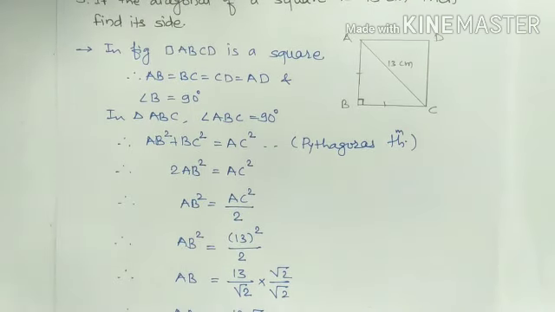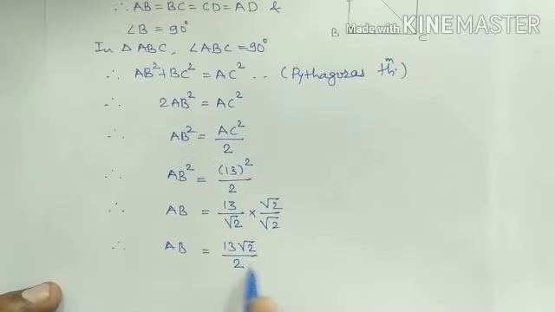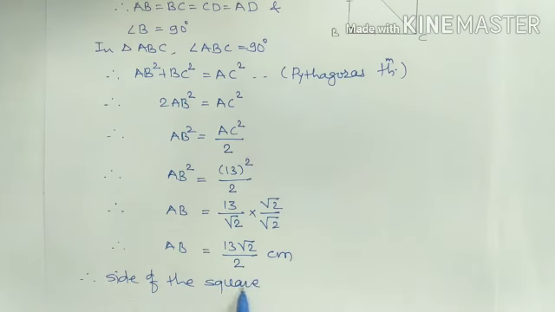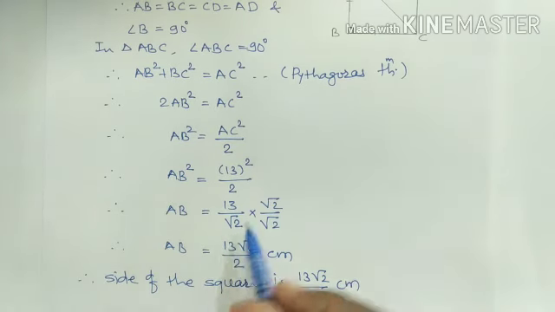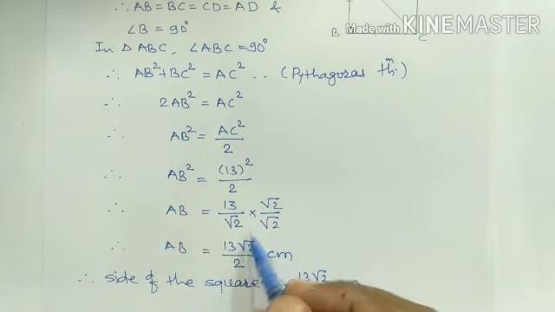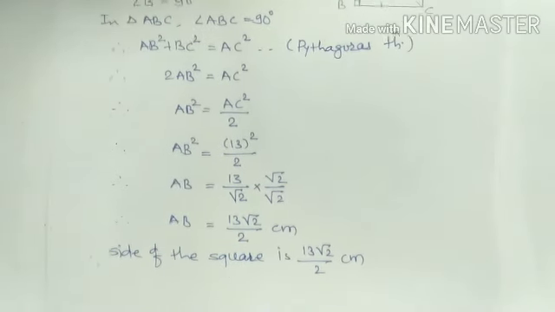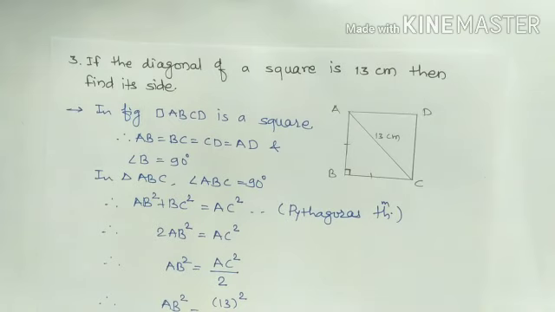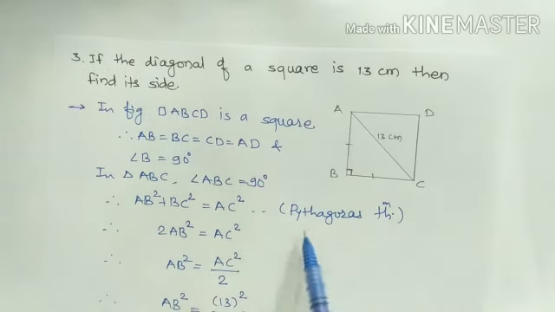Here in this way it equals to, the unit is centimeter, and therefore side of the square is 13 √2 upon 2 centimeter. एवढं जरी आन्सर लिहिलं आपण 13 √2 तरीही चालतं. म्हणजे रॅशनलाइज केलं किंवा नाही केलं तर आपल्याला आन्सरमध्ये काही फरक पडत नाही. Here we find the length of the side of the square when its diagonal is given by using the property of square and also by using the Pythagoras theorem.